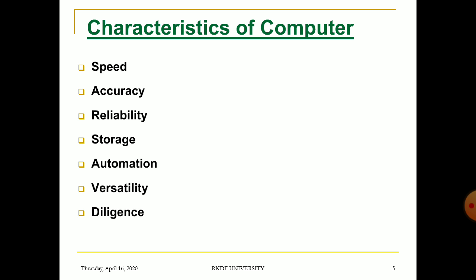Okay, next one is versatility. Computers are capable of performing various operations at the same time. Like you are reading this page, downloading two files from the internet, and also printing a document simultaneously. You are also listening to music, some good music.